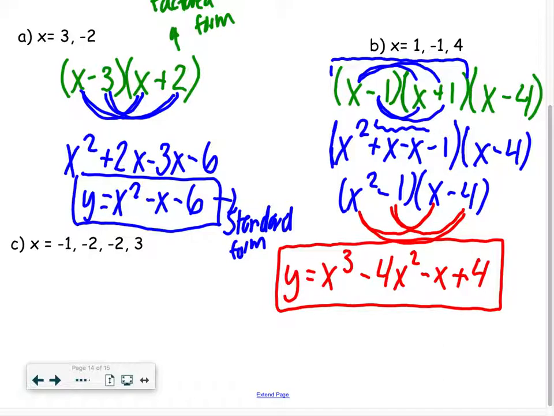Okay, we got one more. Oh my gosh, Mr. Yeah. You're killing me. Killing me, Smalls.